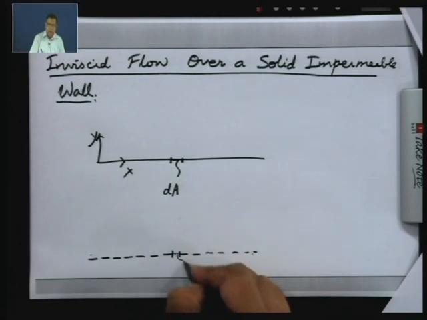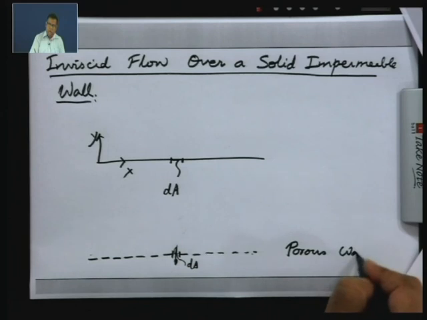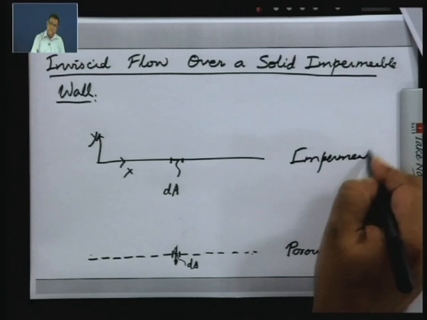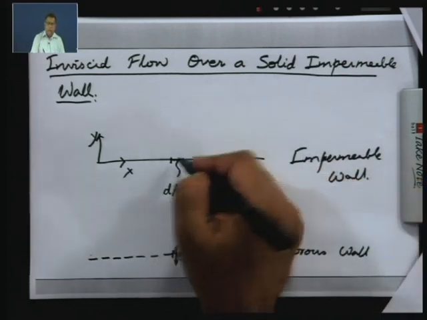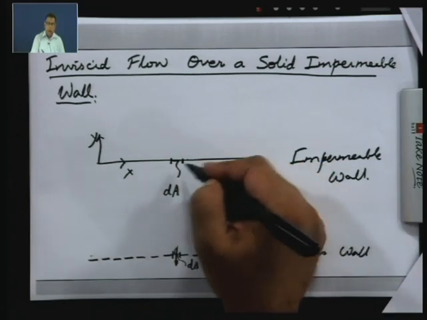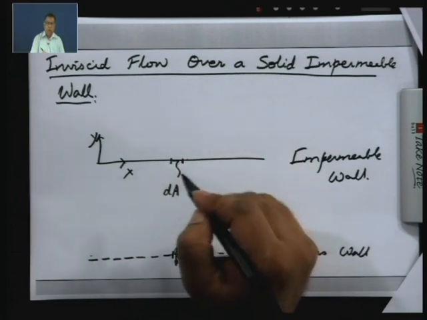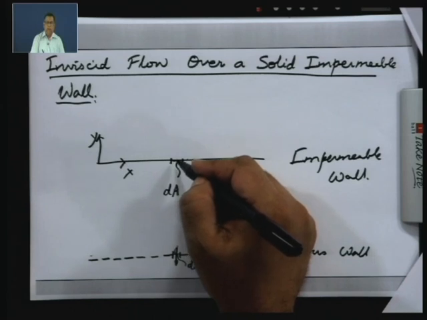Now, if I take an area element dA here, you can have a flow through this. So, this is a porous wall and this is the impermeable wall. So, if it is impermeable, you can take any area element on the wall and the volume flow rate or mass flow rate crossing it is going to be 0, and that can happen in continuum mechanics only if the normal component of velocity is 0. In this case, the y component of velocity.